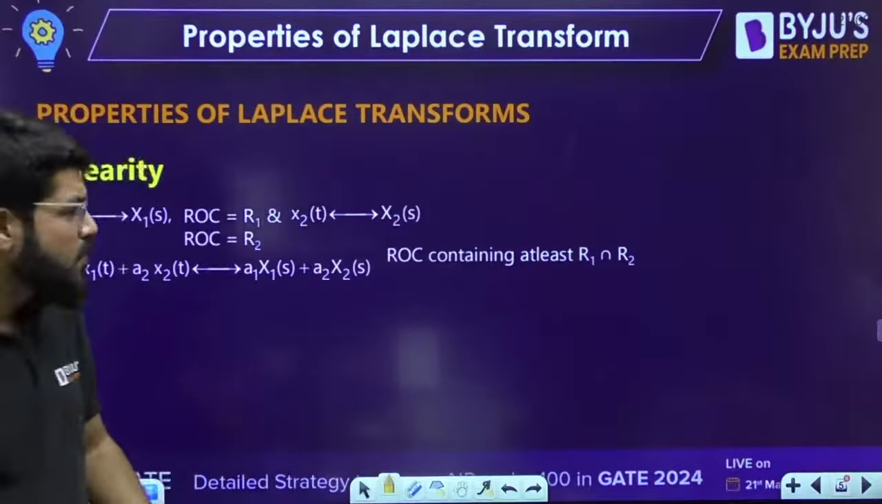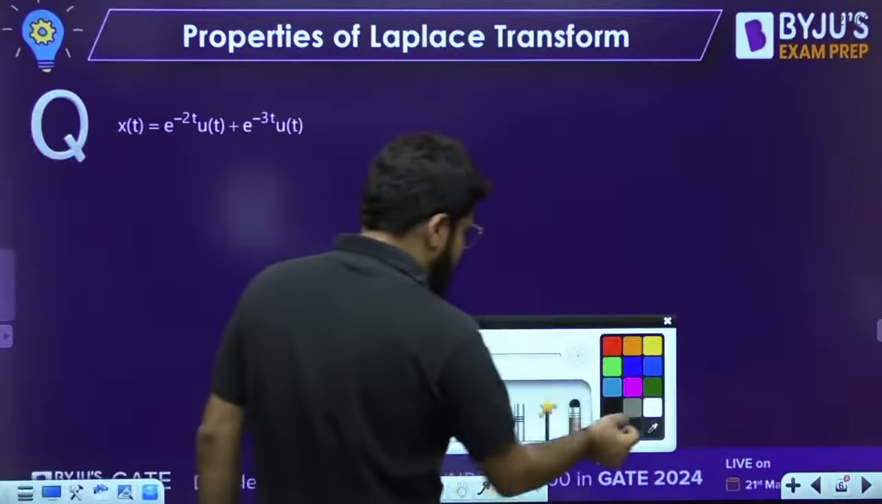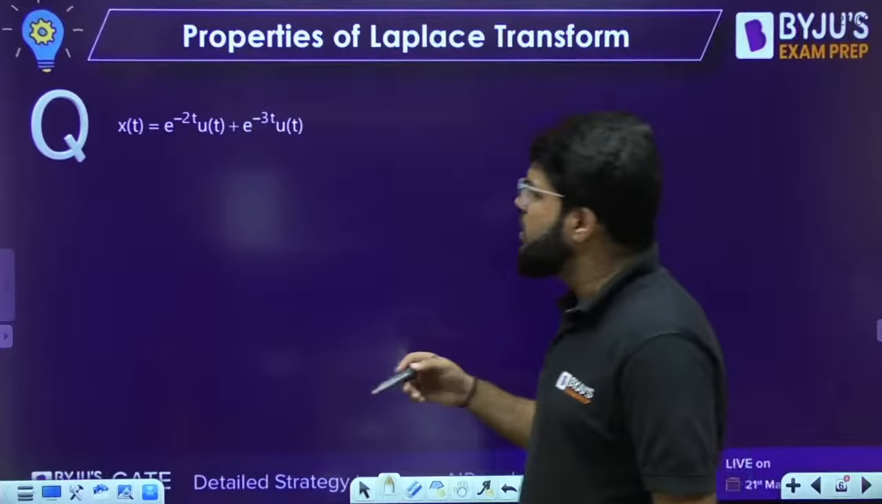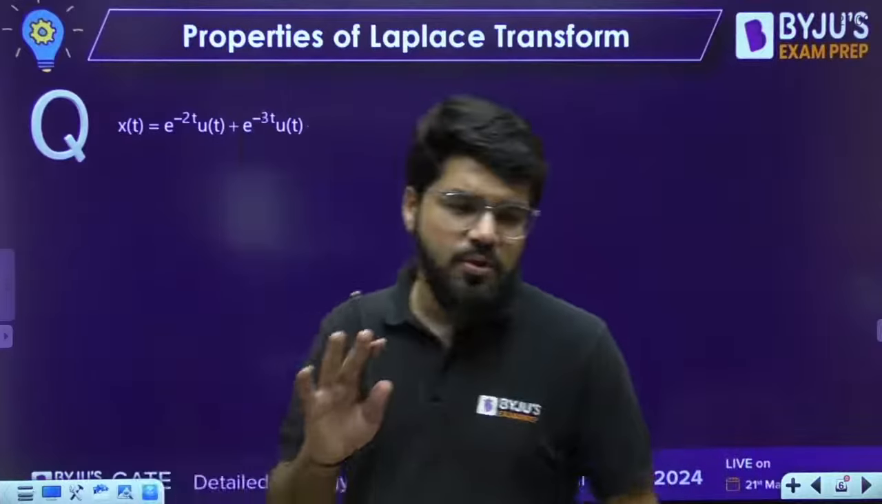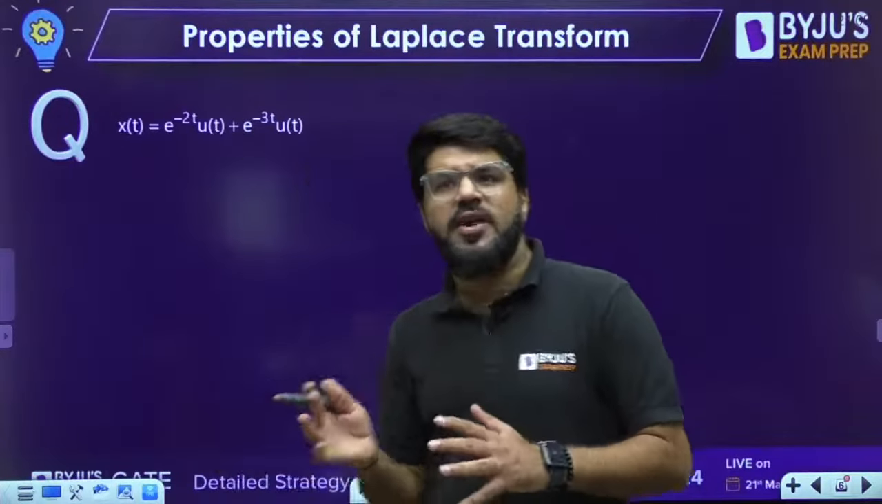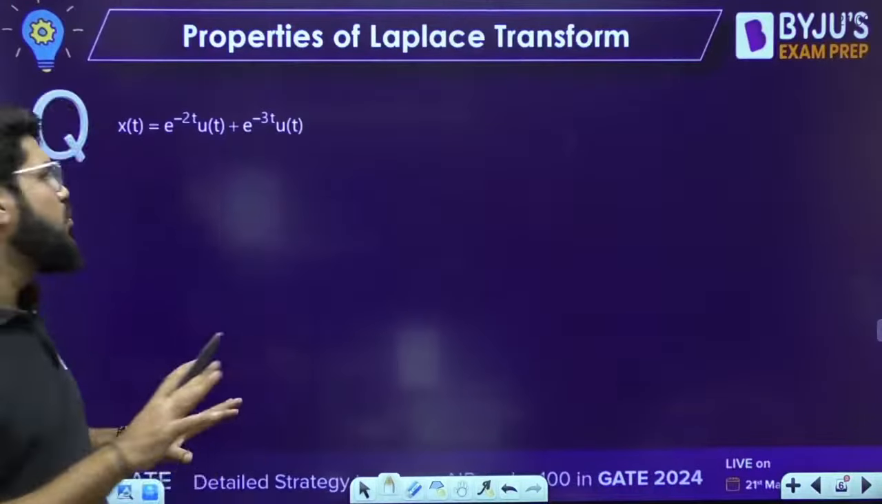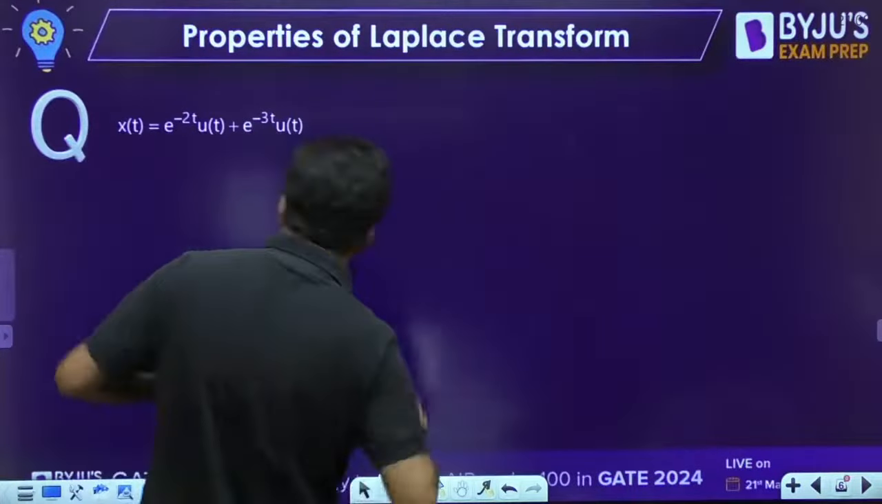Now let's understand this point with an example. Suppose you have e^(-2t) u(t) plus e^(-3t) u(t). These are the two signals given to you. What is the Laplace transform and ROC? Both we need to figure out here. So let's start working on both.